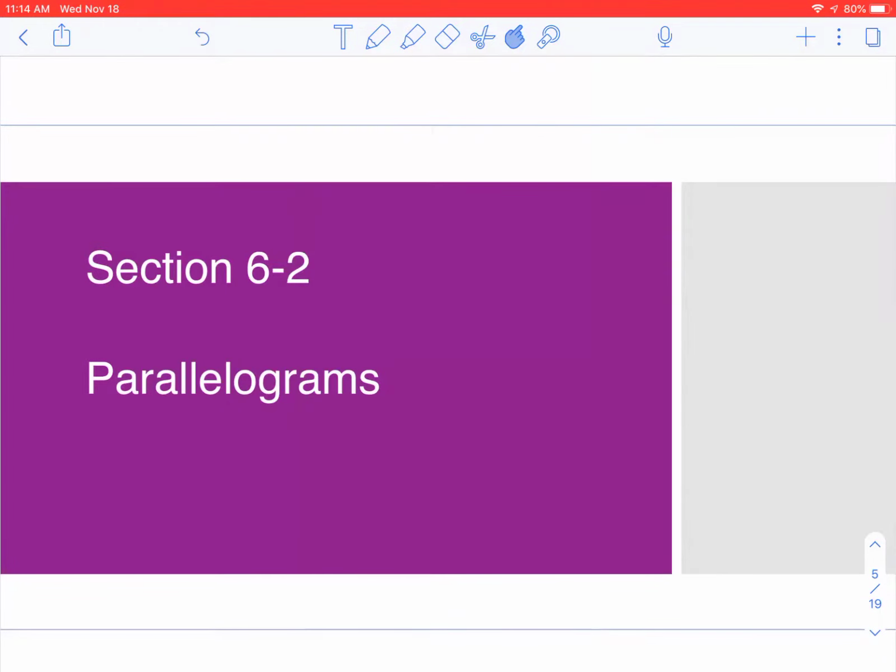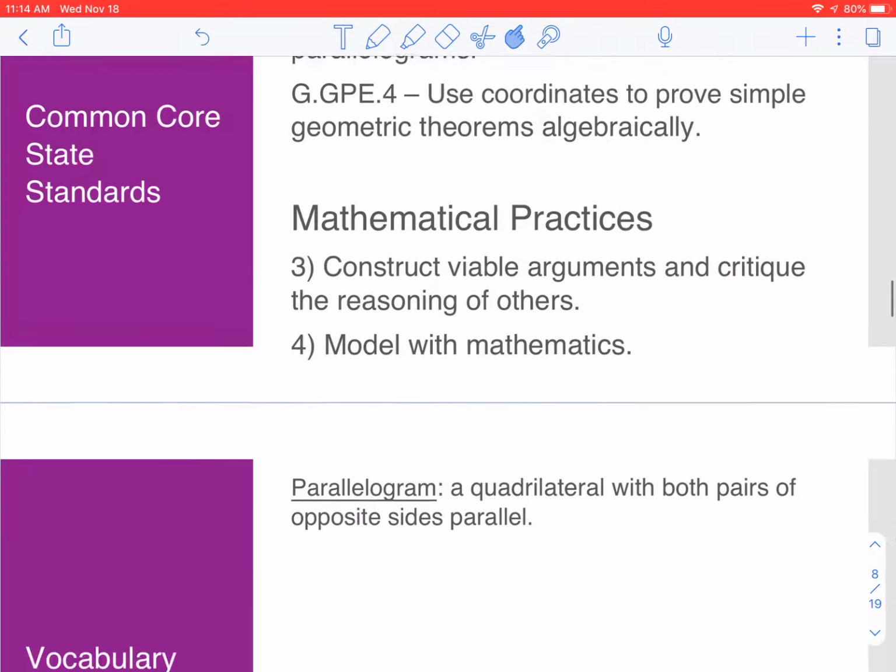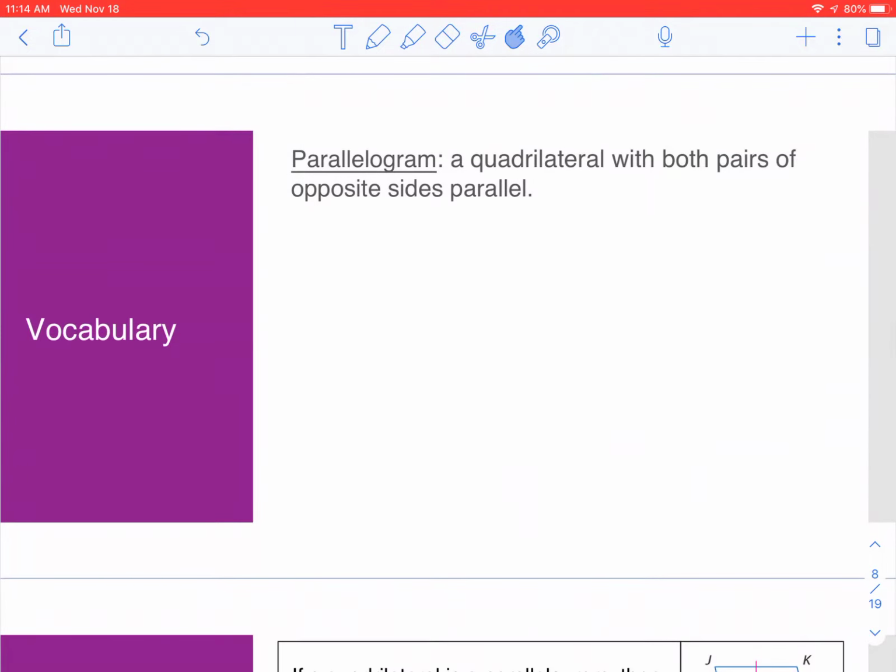Next we have section 6.2, which is parallelograms. A parallelogram is a quadrilateral. Remember, a quadrilateral is a four-sided figure with both pairs of opposite sides parallel. Remember, parallel lines are two lines that do not cross each other.